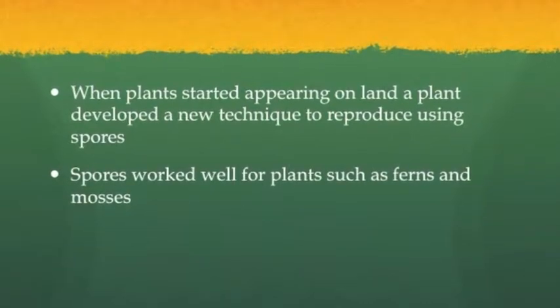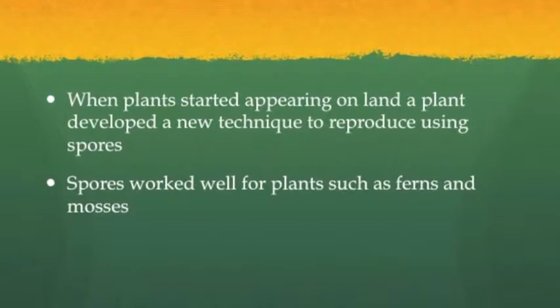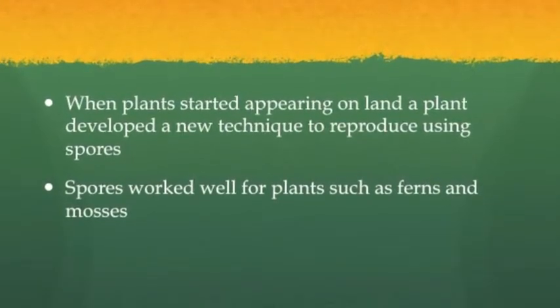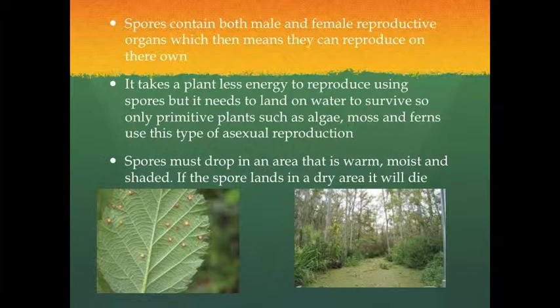When plants started appearing on land, a plant developed a new technique to reproduce using spores. Spores worked well for plants such as ferns and moss. Spores contain both male and female reproductive organs, which means they can reproduce on their own.